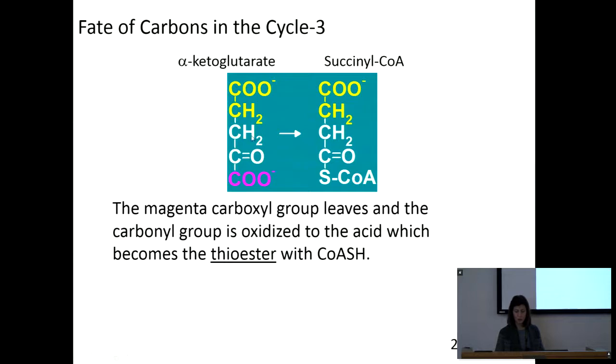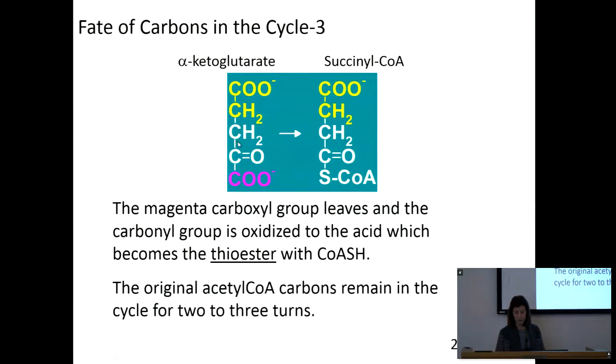So the white ones are still original from the cycle. And then when we go back to oxaloacetate, you have 2 of the radio-labeled ones, and then 2 of the ones from the previous cycle. And we can see that those radio-labeled ones stay in the cycle for 2 to 3 turns. This is important, guys, that it stays in for 2 to 3 turns.